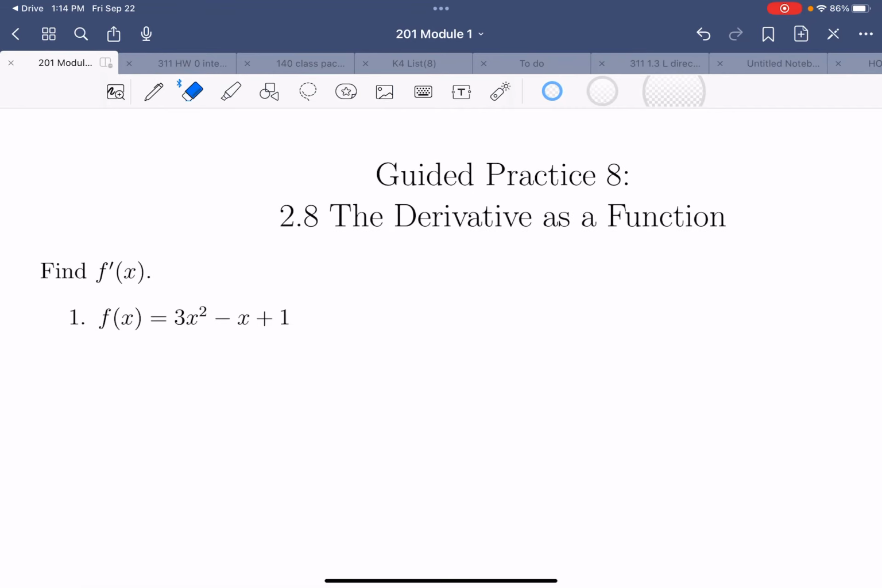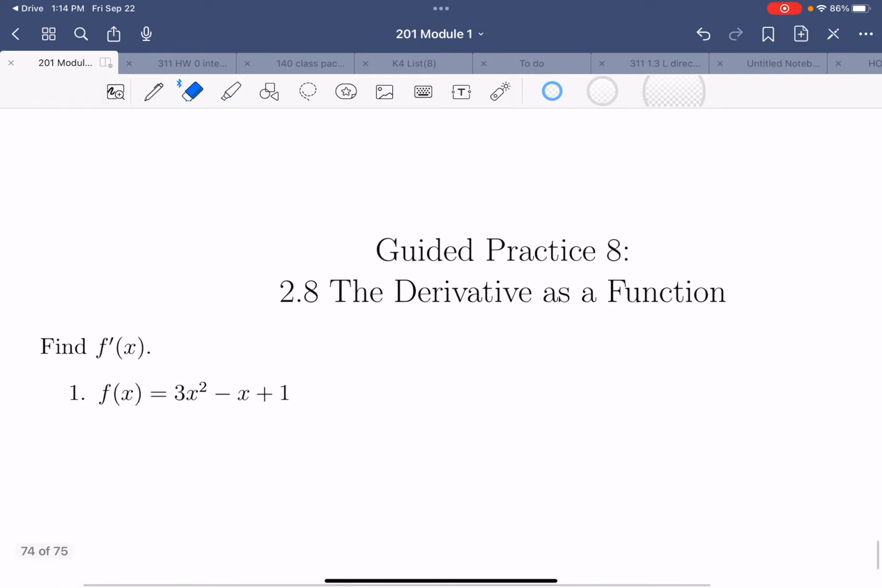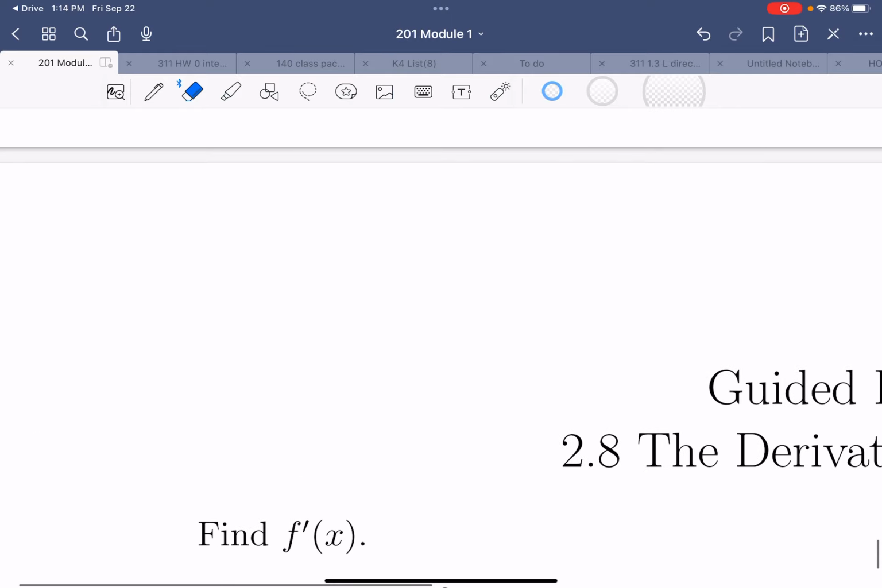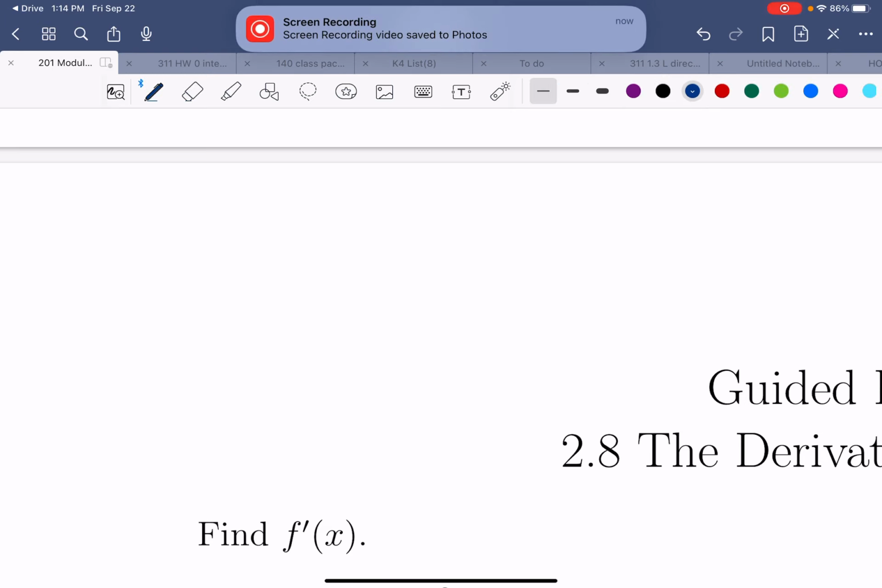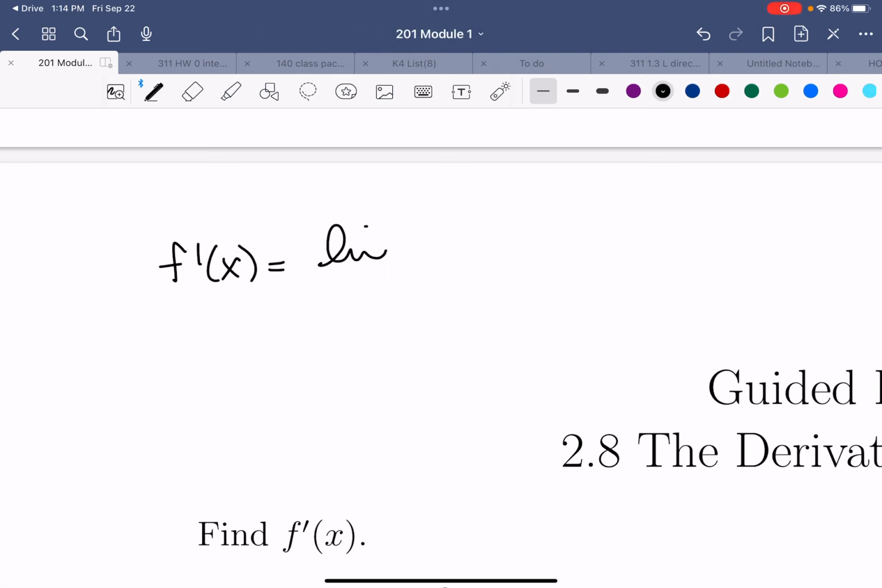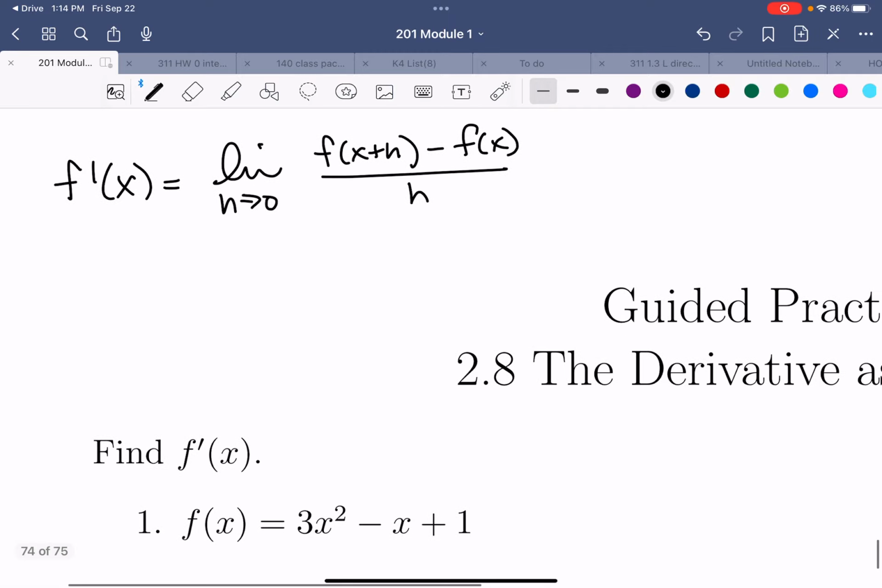So we are working on our guided practice problems from section 2.8 on the derivative as a function. Remember, write it down, have it somewhere where you can see it. In this case, we are using the fact that f prime of x is the limit as h goes to 0 of f of x plus h minus f of x all over h. Okay, so that's what we're working with.